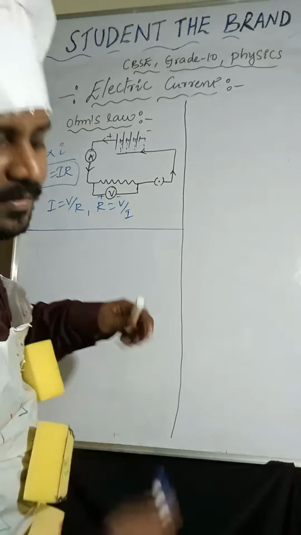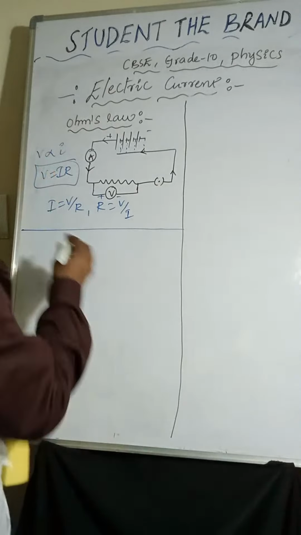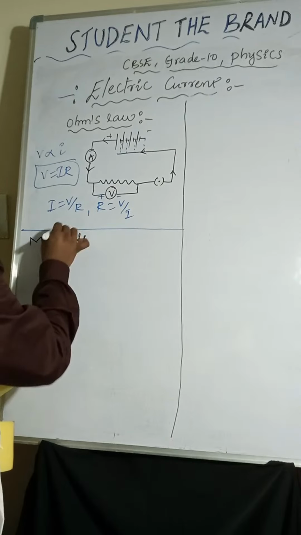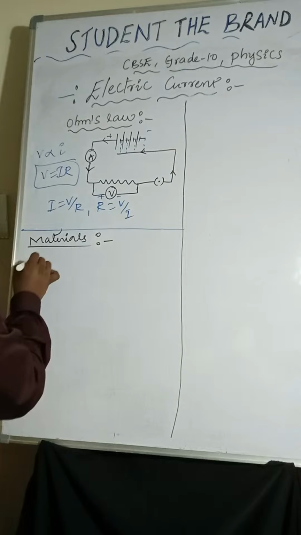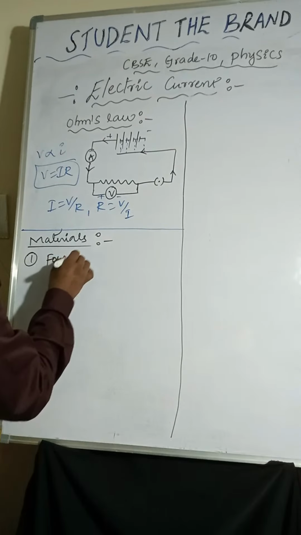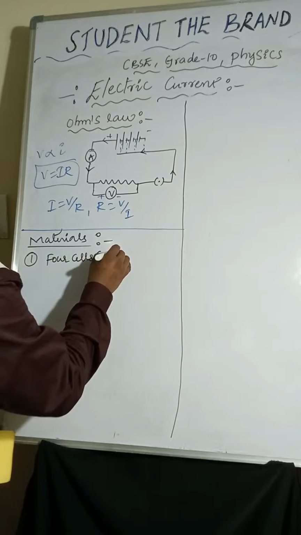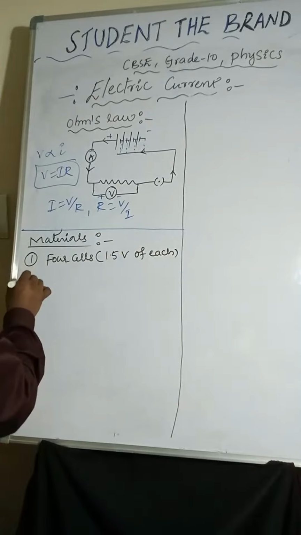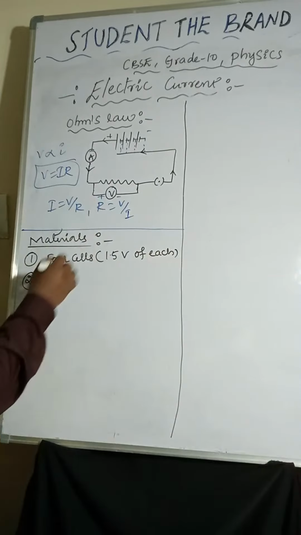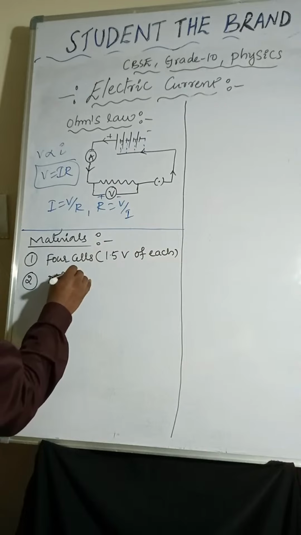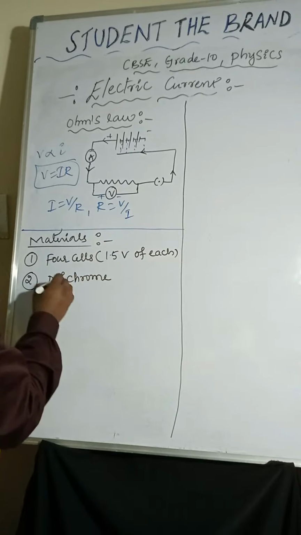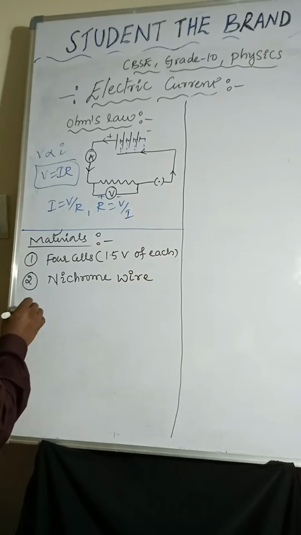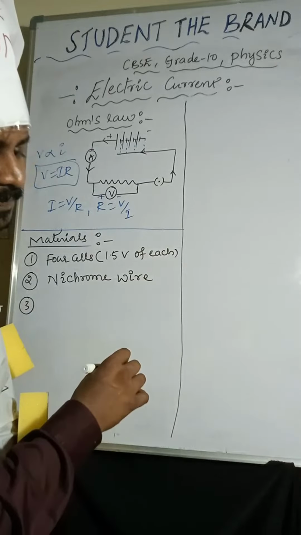Now, what are the materials required? First one is 4 cells, 1.5 volts each. Second one is nichrome wire. Nichrome wire is an alloy of nickel, chromium, manganese and iron metals.